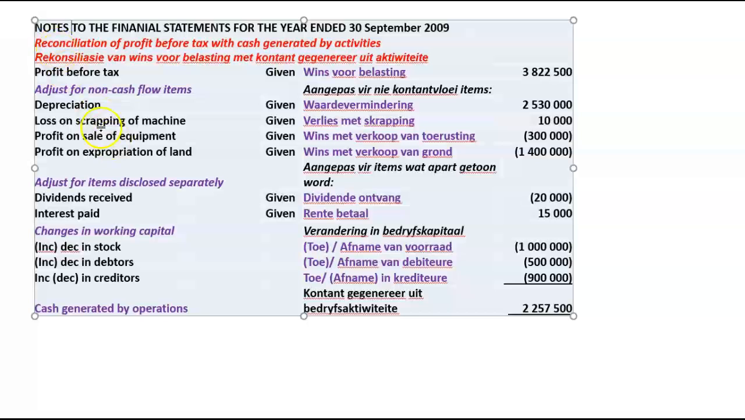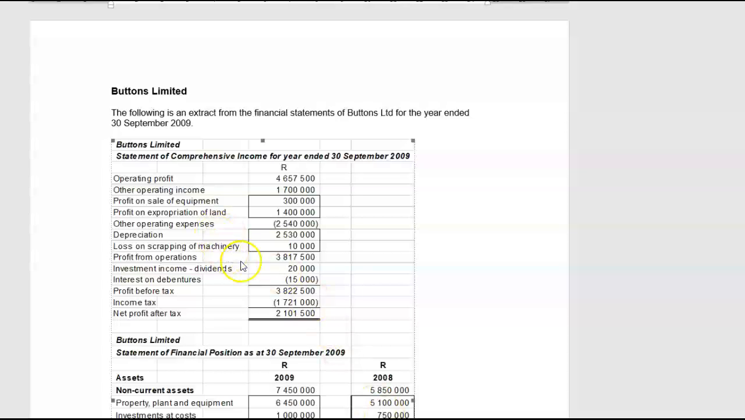Just read the heading. Reconciliation means why are two things not the same that are supposed to be the same? That is a reconciliation. Of what two things? Number one, profit before tax. So I'm going to start with profit before tax. And then what do I want to reconcile it with? It was supposed to balance with cash generated by our operating activities. Good, so profit before tax, that is an easy one. They gave it to us, profit before tax 3,822,500.